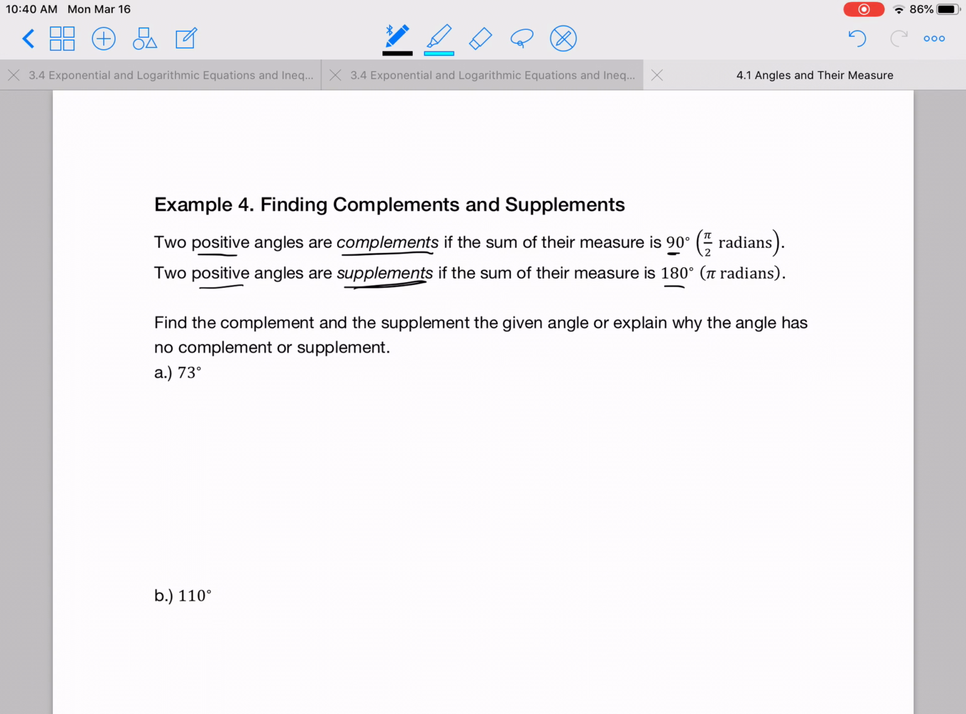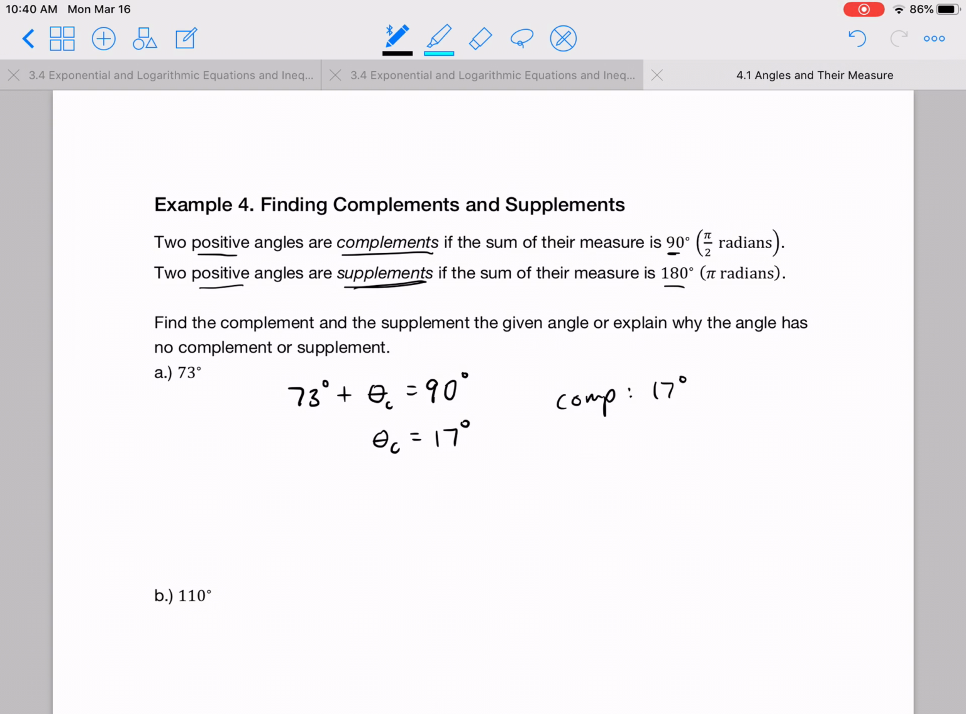It's 73 degrees, and basically what we have to figure out is what angle, we'll call it the complement, put a little C down below, will add to it to make it equal 90. And if you just do a little bit of algebra, subtract 73 from both sides, you should get that it is 17 degrees.